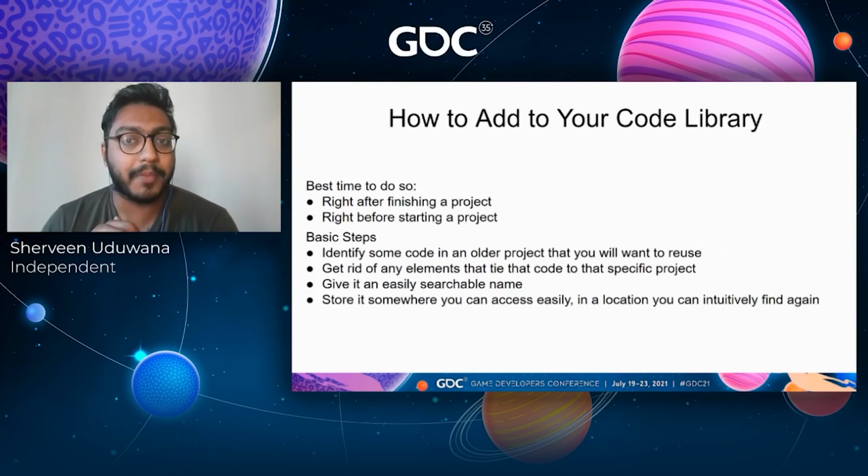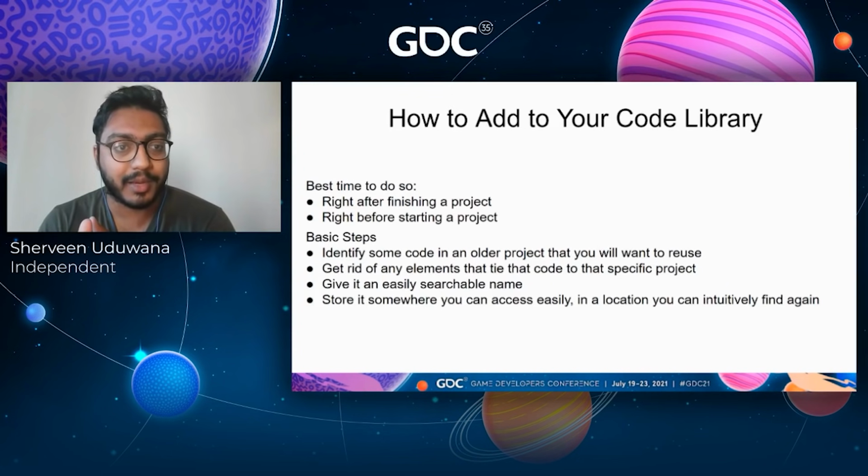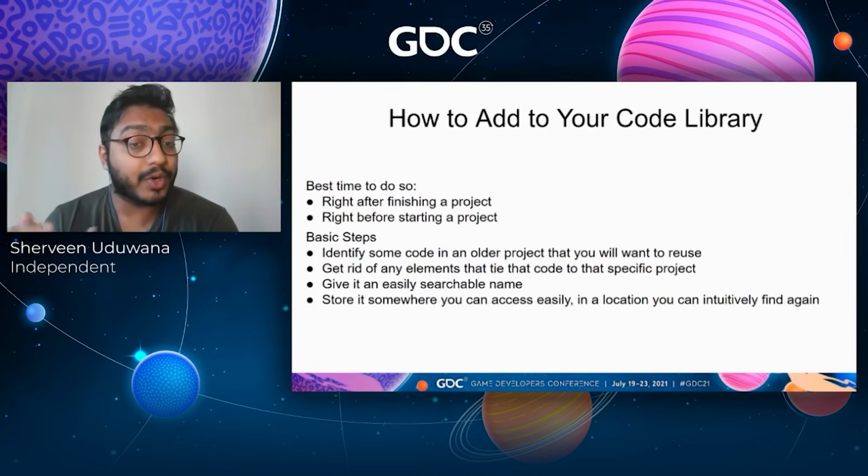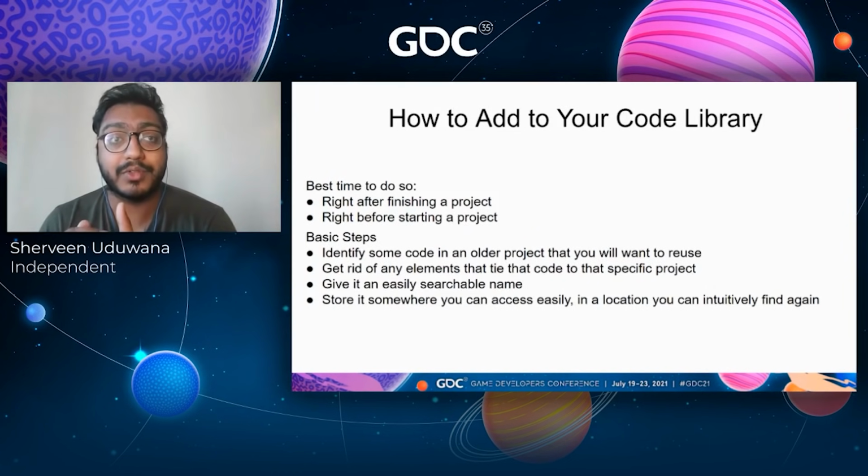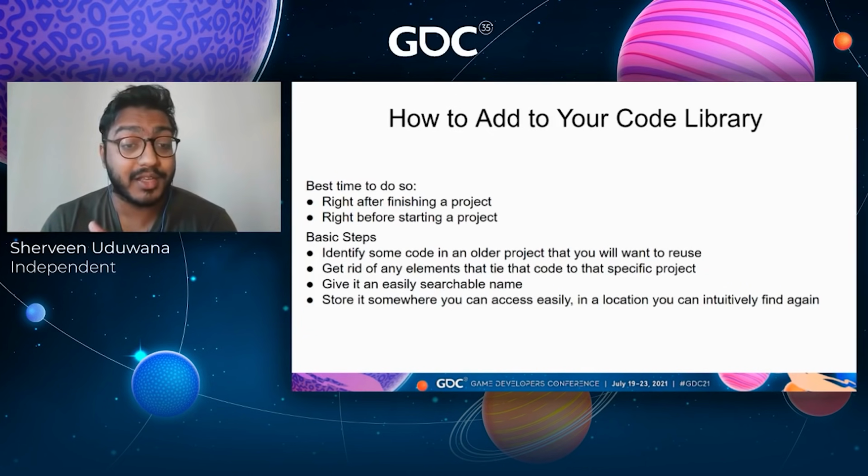So the basic process, right, of making a code library is mainly housekeeping, right? So the best time to do it is right after you finished a project and right before you're starting a project, however long that stretch is between those two points. You're going to look for some code or some assets in an older project that you'll want to reuse. You're going to get rid of any elements that tie that to that specific project. You're going to make it really generalized so you can use it in a variety of different projects. You're going to name it something that you can find really easily.